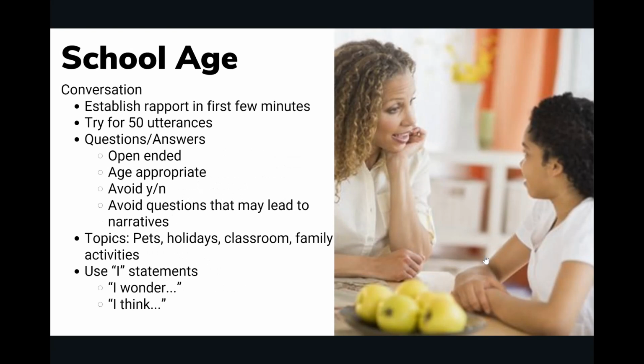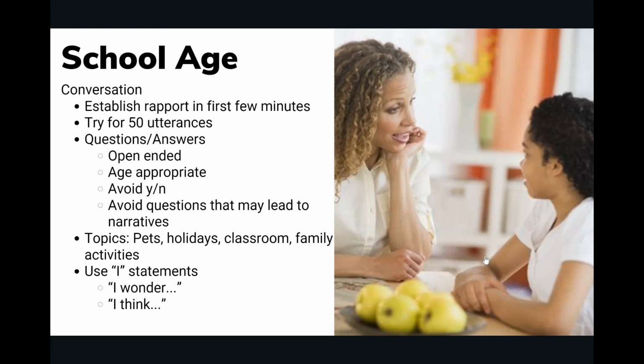Conversation samples, what you want to do initially is kind of establish rapport the first few minutes. So sometimes if we have longer samples, we might start the transcription maybe 5 minutes in. If the student was a little bit shy at first and then they warm up, you can always do that. So make sure you're establishing pretty good rapport. Ideally, you want to get 50 utterances. That's all we need. And questions and answers should look more like open-ended questions and age appropriate. We don't want to do yes/no questions because you'll get a yes or a no. Most times, it's a one-word response and then you've got nothing.